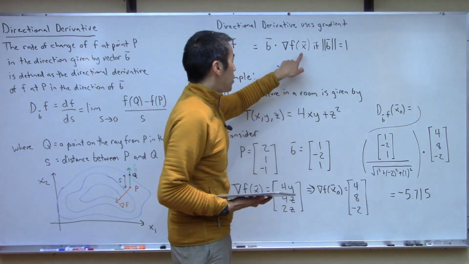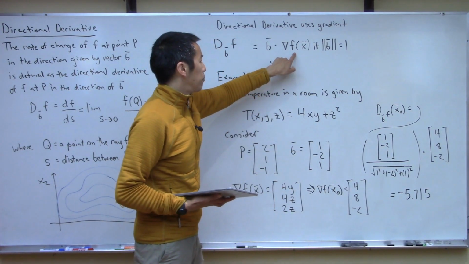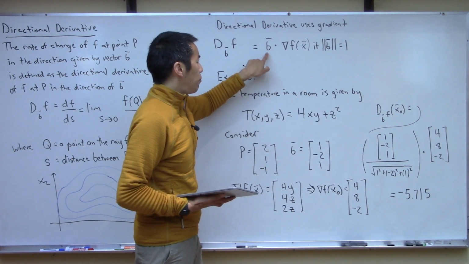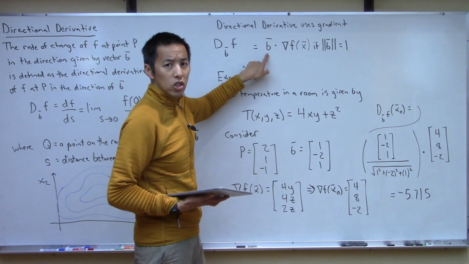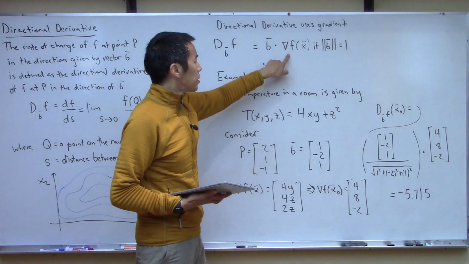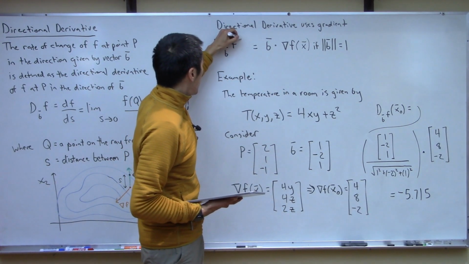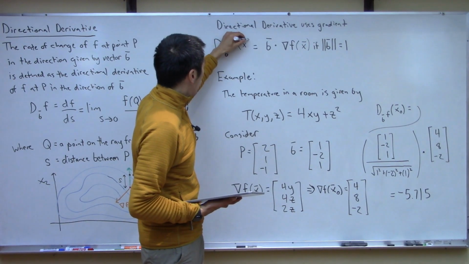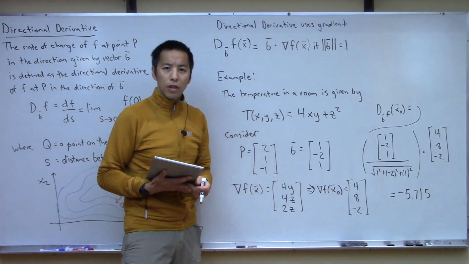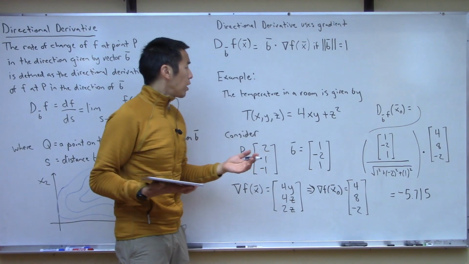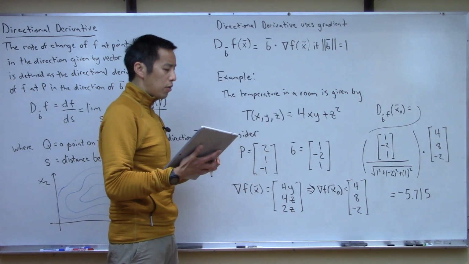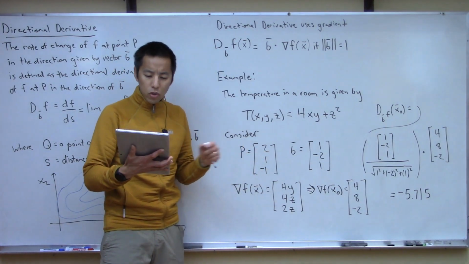So maybe to make the notation a little more complete, we should note that although b is fixed, b doesn't change, it's just the direction that you like to head, the gradient changes as a function of x. So this directional derivative is also a function of x or the point P, however you like to think about it. Okay, so it's really easy to compute, and it makes physical intuitive sense.